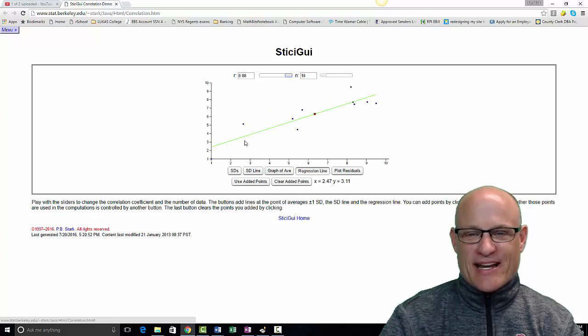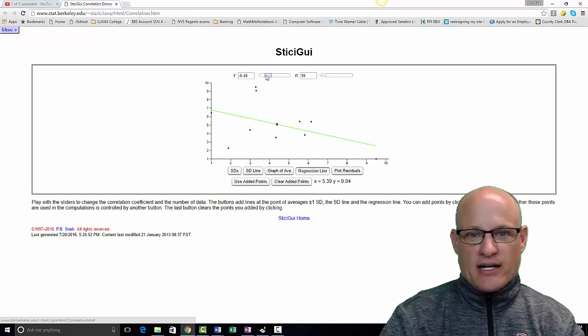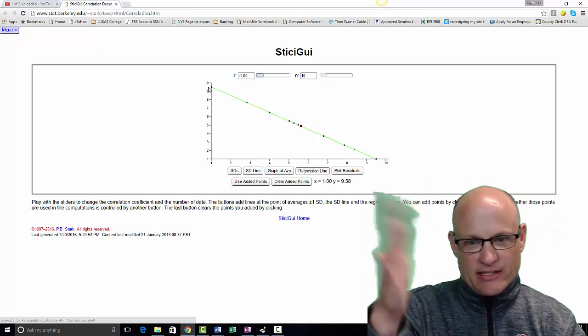But notice this line has a positive slope. As I get closer and closer to 0, the points get all over the place and the line's slope gets closer and closer to 0. It's basically useless. Now notice the line is going the other direction, coming down. But as I get closer and closer to 1 or -1, look what happens to the points. The points get closer and closer to the line until I get all the way down to -1. At -1, they're all on the line, and the line's coming down.